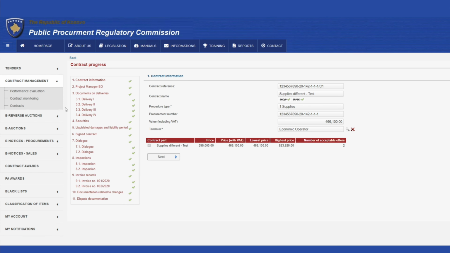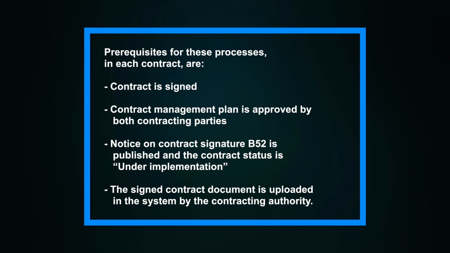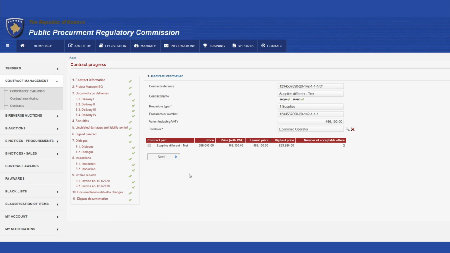The system then offers the options for monitoring contract execution, which summarizes all necessary data. Prerequisites for these processes in each contract are: the contract is signed, the contract management plan is approved by both contracting parties, the contracting authority and the economic operator, the notice on contract signature B52 is published and the contract status is under implementation, and the signed contract document is uploaded in the system by the contracting authority. Both are related to the specific contract managed by the economic operator's user.